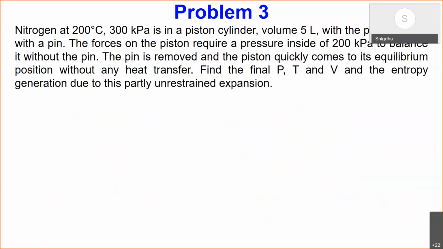In the next problem, we are having nitrogen at 200 degrees Celsius and 300 kilopascals pressure. So this is the condition of T1 and this is my P1. This is in a piston cylinder which is having volume of 5 liters. So V1 is equal to 5 liters. And this piston is actually locked with the pin. So with the pin, we have locked the piston.